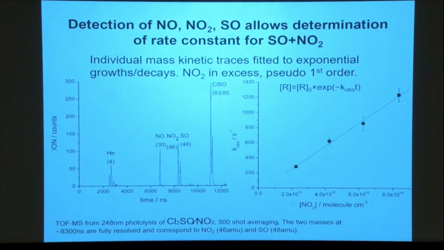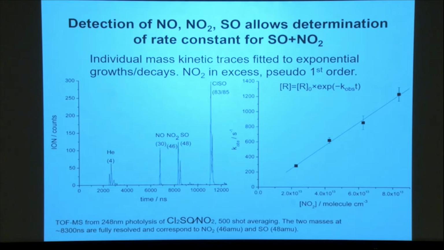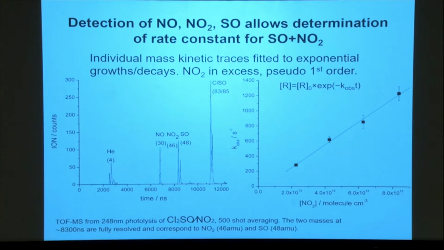So here we're photolysing a precursor, Cl2SO, to give us our SO. And then we've got our ion counts at different times, which is showing NO, NO2, and SO. And by using a reference spectrum, we can actually get absolute concentrations out for these species. And by looking at different delay times, then we can get our rate constant.